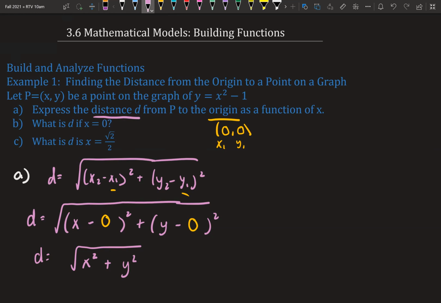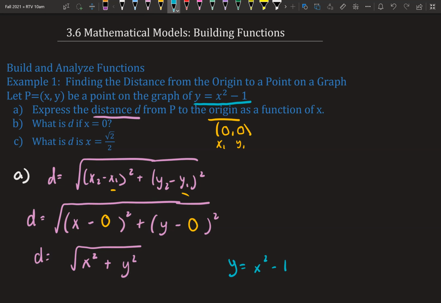Now what do we do? Where do I go from here? Well, let's see what else is given. They give us P equals (x, y). Good for them. That doesn't mean anything to me. But it tells me that it's on a graph of y equals x squared minus 1. We have two equations, and we need to find the distance model that represents this equation.